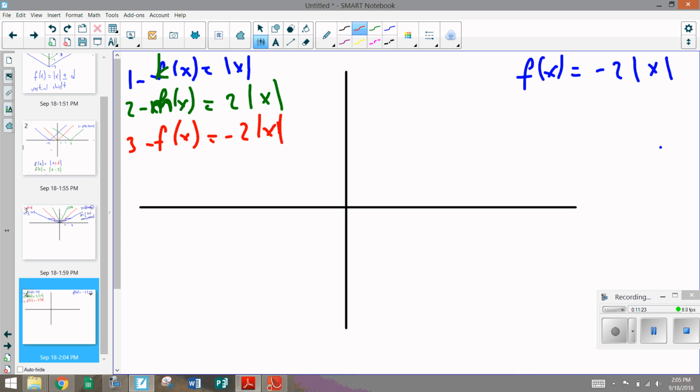Okay, do we know what is the parent function? What shape? V shape. Where is the vertex going to be? Origin. Okay, this one was the first step. The second step is making that 2. Slope was 1, make the slope 2.